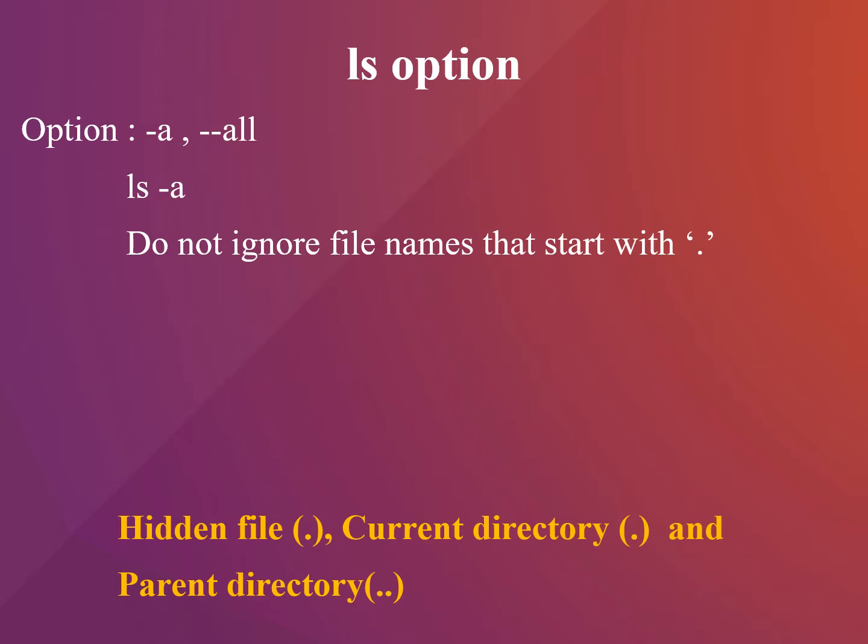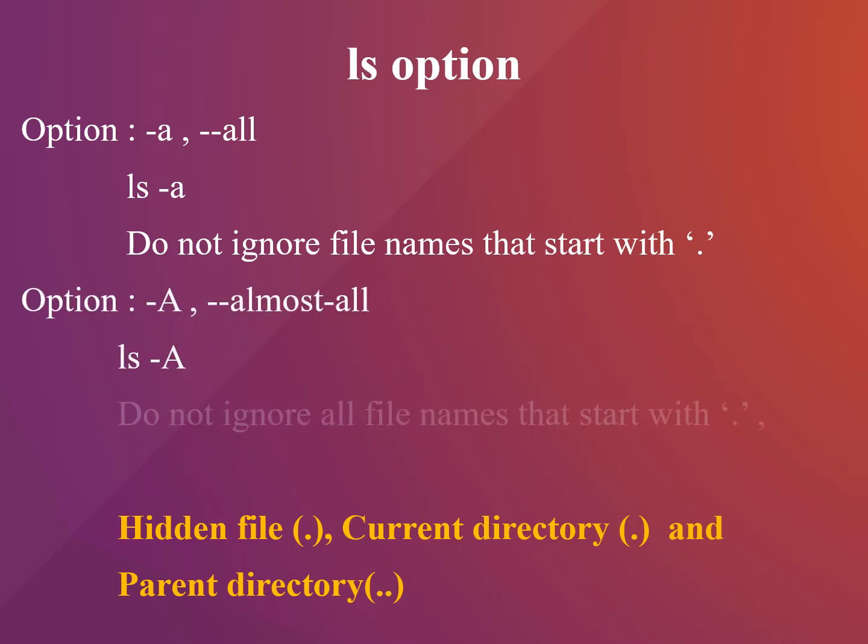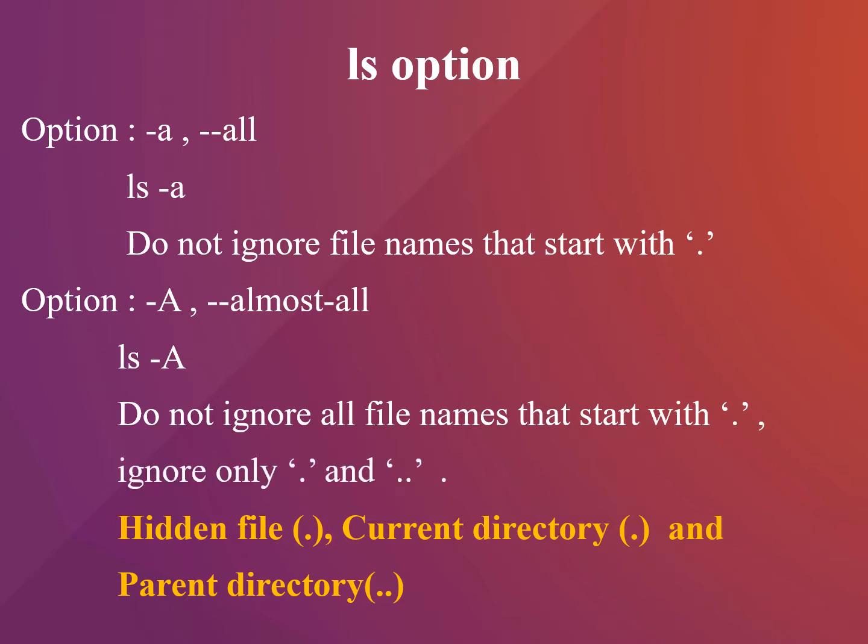Likewise, we have one more option. Capital A. In directories, do not ignore all file names that start with dot. Ignore only dot and double dot. Actually, option small a overrides this option. Let's see this on the system.